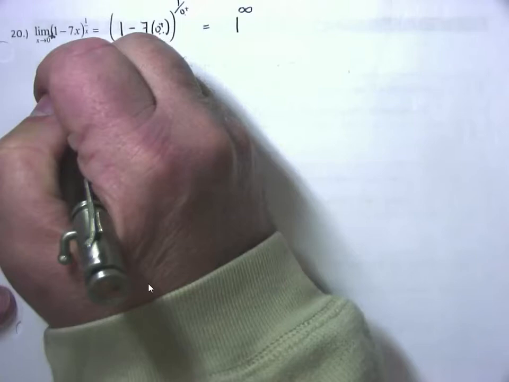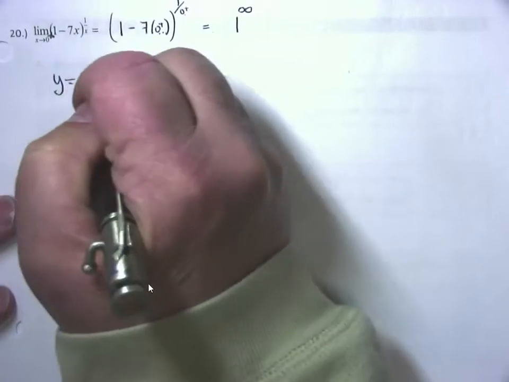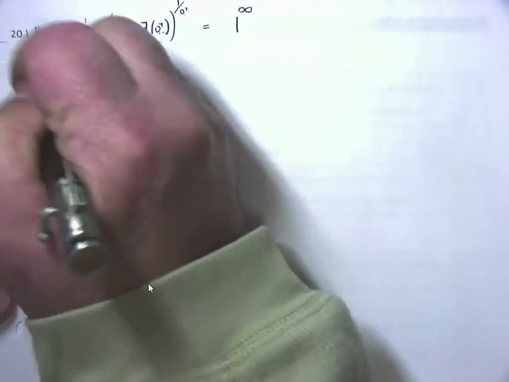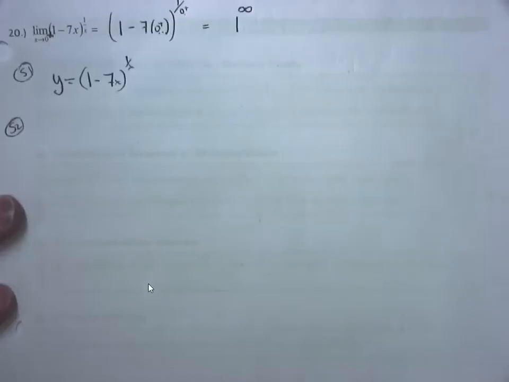So this is an example of 1 to the infinity. So what are my steps? Drill, drill, drill. Step 1. Set the function equal to y. Y equals 1 minus 7x raised to the 1 over x.